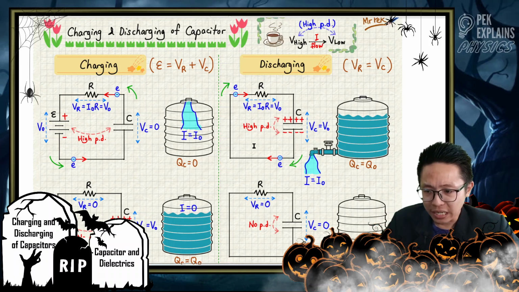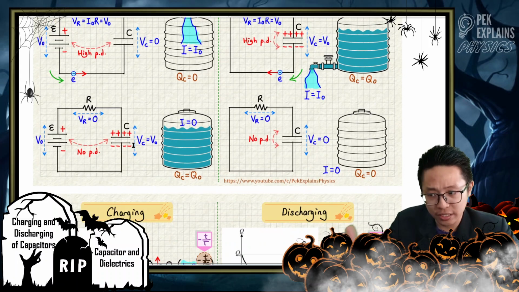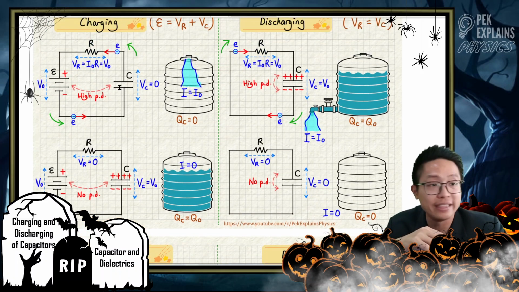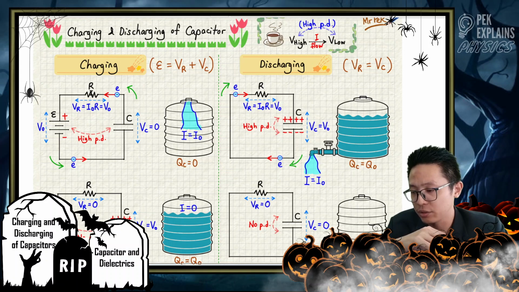Last time, the electron flowed anti-clockwise. You know the reason why the electron flowed anti-clockwise? Because the positive plate of the battery pulled out the electrons from the upper plate, to deposit at the lower plate.